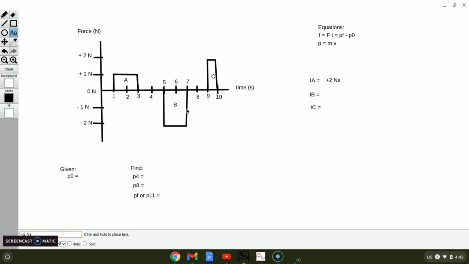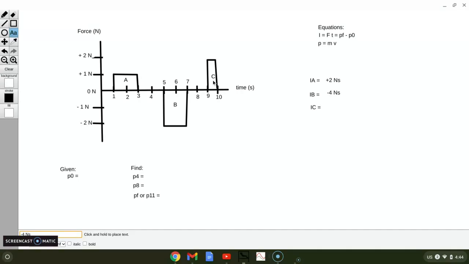Now, impulse B, let's go ahead and do the same thing. We need to find the area under the curve here. Well, it has negative 2 for 2 seconds. And so negative 2 times 2 will be a negative 4 Newton seconds. And so for impulse B, we get negative 4 Newton seconds. And yes, impulse can be negative. Remember, that just means the force is pushing to the left instead of pushing to the right. So that is nothing new at this point.